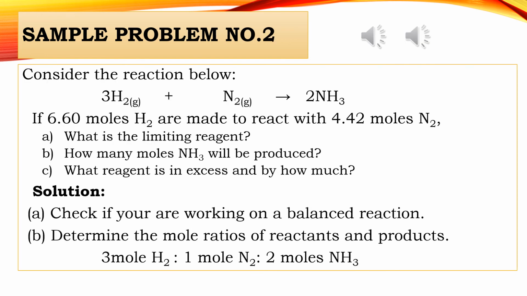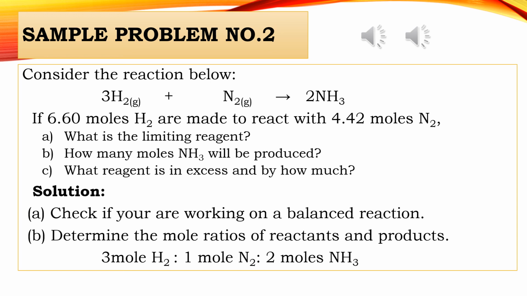Sample problem number 2. Consider the reaction between hydrogen gas and nitrogen gas to produce ammonia. If 6.60 moles of hydrogen gas are made to react with 4.42 moles of nitrogen gas, what is the limiting reagent? How many moles of ammonia will be produced? And what reagent is in excess and by how much?